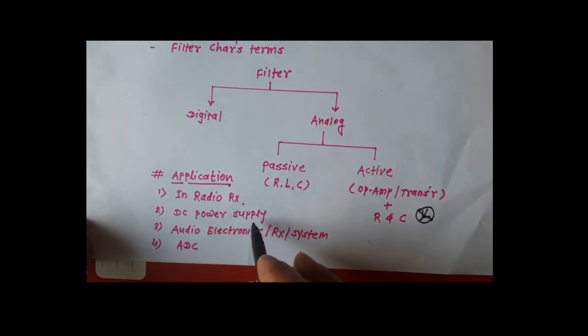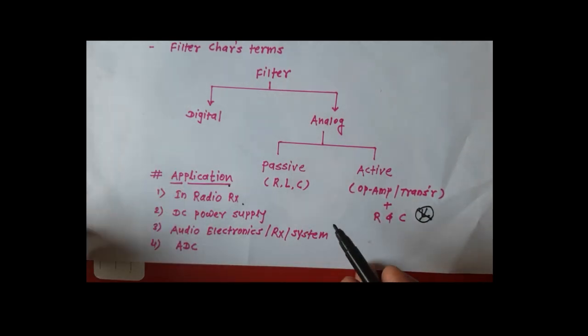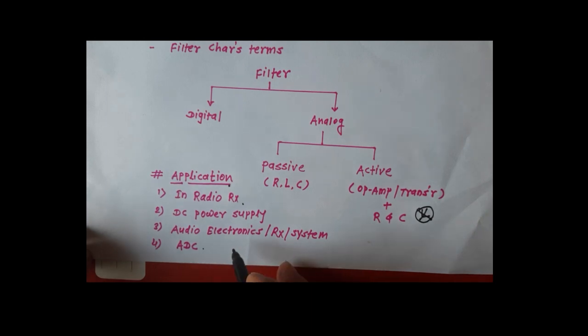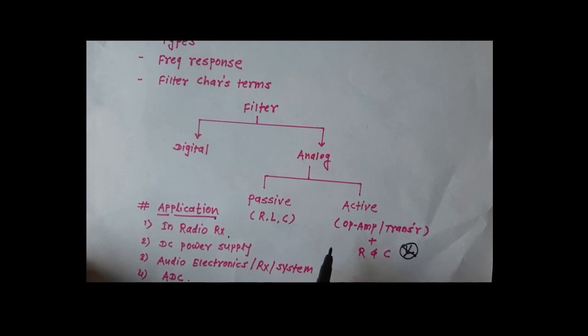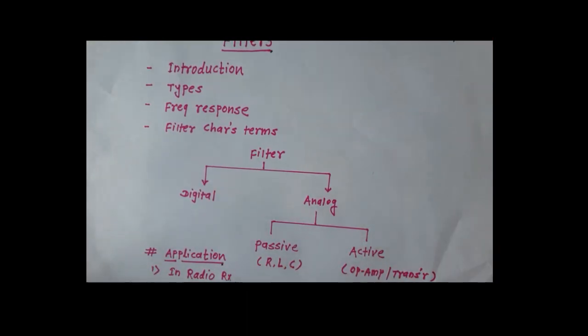Again, filters are used in various DC power supplies, to reduce or avoid the ripple in power supplies. They are also used in audio systems, music systems and home theaters, where low frequency is passed somewhere, medium frequency is passed somewhere, and high frequency is passed somewhere. Next, in an analog to digital converter, filters are used to reduce the effect of aliasing. So these are the applications of filters.